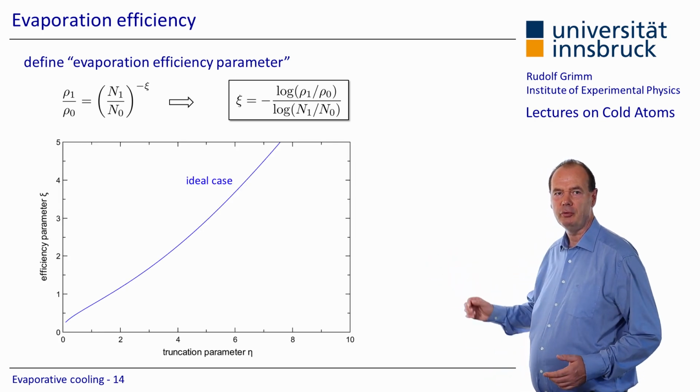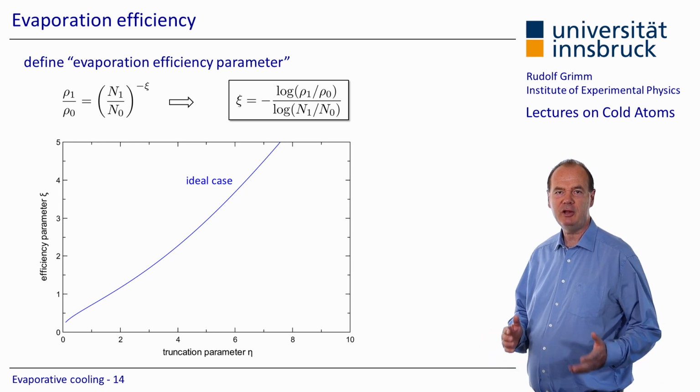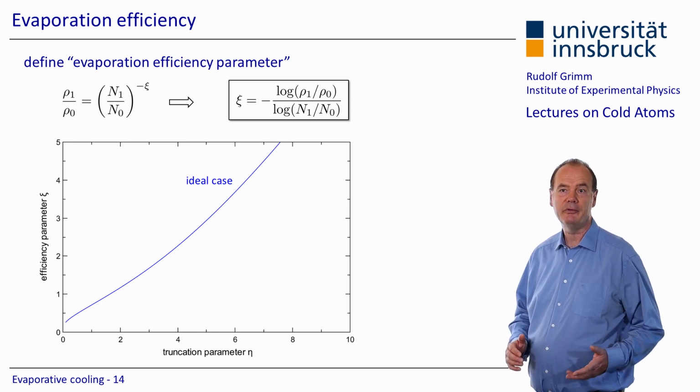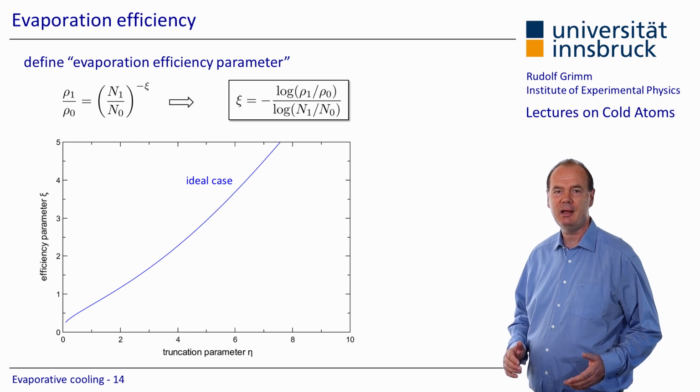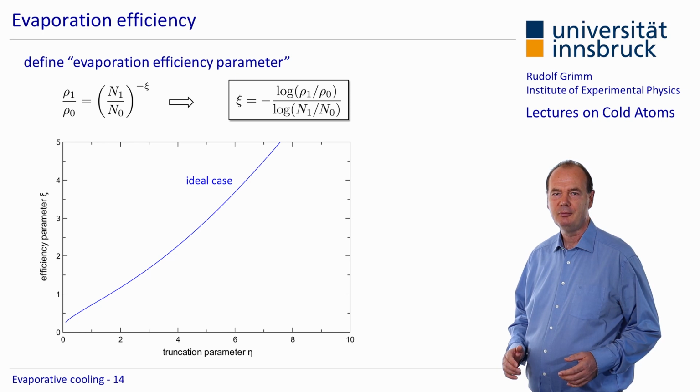This graph shows what our model predicts for the efficiency parameter ξ as a function of the truncation parameter η for the ideal case that there are no other losses apart from evaporation. One sees that in this ideal but somewhat unrealistic case, the efficiency has no limit.